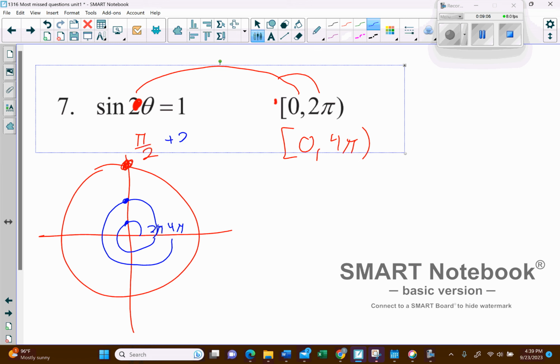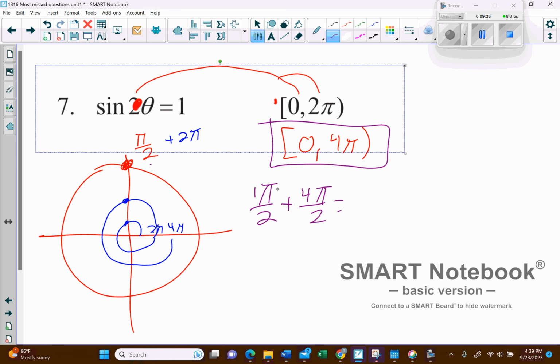But adding 2 pi to this, I'm going to have to get a common denominator. And so 2 pi is actually the same thing as 4 pi over 2, right? So I'm going to take pi over 2 and add 4 pi over 2 to that to do an extra revolution, because that's within my adjusted interval. I put 2 pi as 4 pi over 2 so I have a common denominator, so I can add this together. So 1 pi plus 4 pi gives me 5 pi over 2. And so that would be another solution: 5 pi over 2.